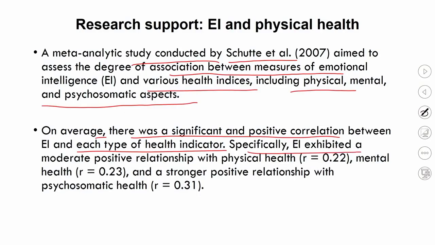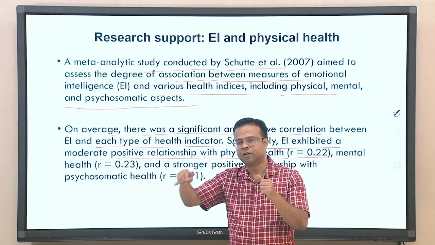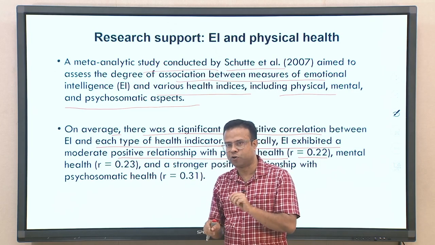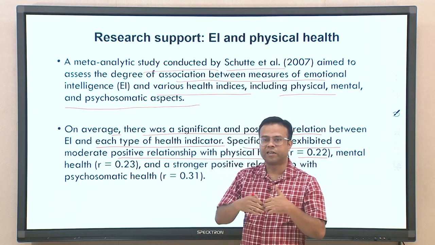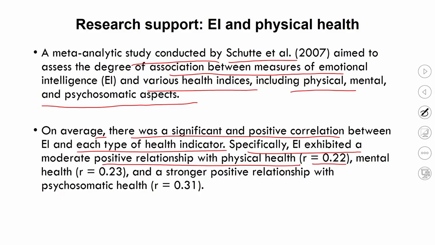Specifically, EI exhibited a moderate positive relationship with physical health. The coefficient is 0.22. So, there is a positive relationship and it is moderate, not very strong, but at least higher EI is likely to promote positive physical health. The relationship is not very weak and not very strong, but it impacts positively.